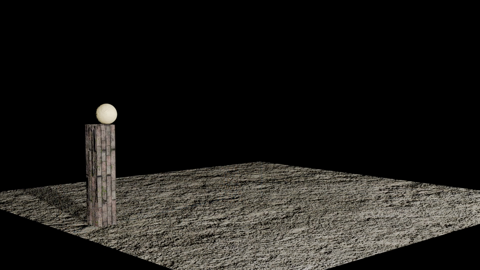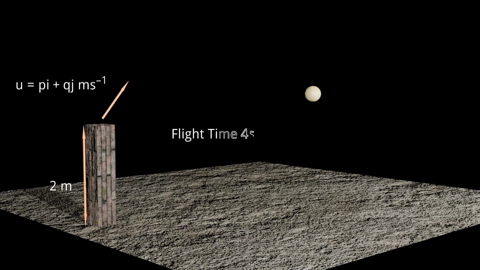Let's move on to the next example. A ball is thrown from a height of 2 meters with an initial velocity of p in the horizontal direction and q in the vertical direction. It takes 4 seconds for the ball to reach the ground, landing 50 meters away from the tower. Our goal is to determine the initial velocity of the ball and the angle of projection.